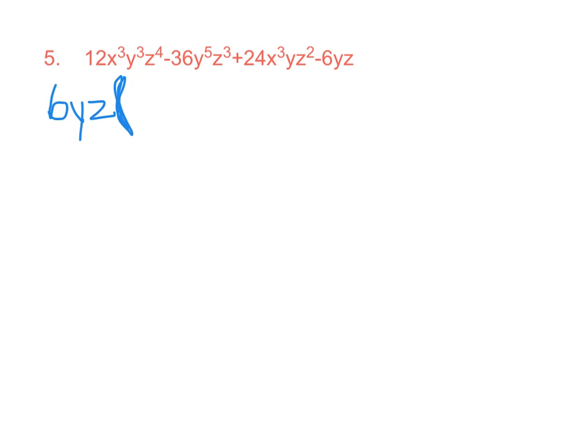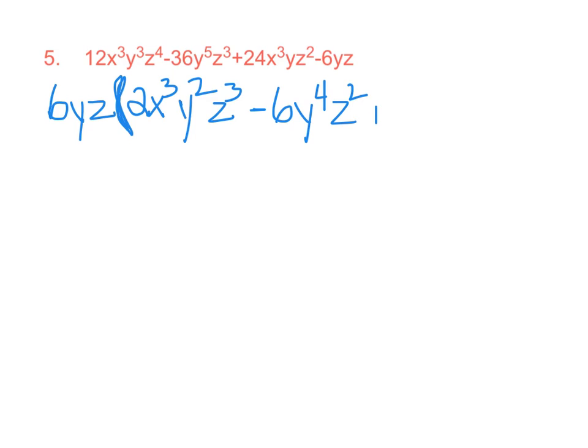So when I divide out, I'm going to get 2x cubed. Then I'm going to get y squared because I am factoring out a y. And then I'm going to get z to the 3rd. Then minus 6. I'm going to get y to the 4th because, again, I'm factoring out a y. And then z squared, again, because I'm factoring out a z.